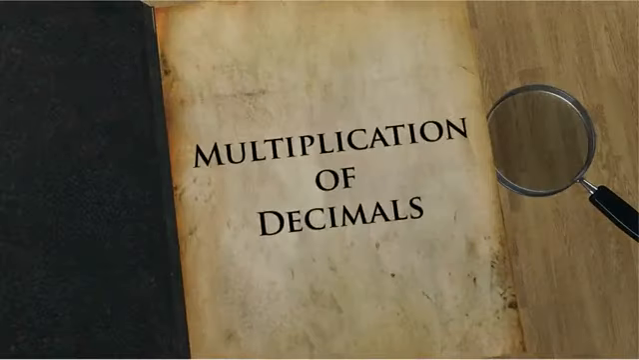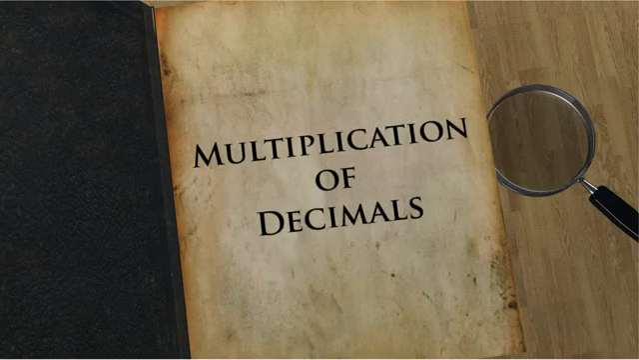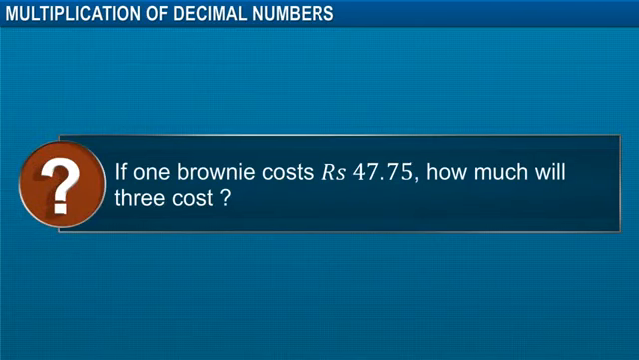In this module, you will learn how to multiply decimal numbers. If one brownie costs 47 rupees and 75 paise, how much will 3 cost?